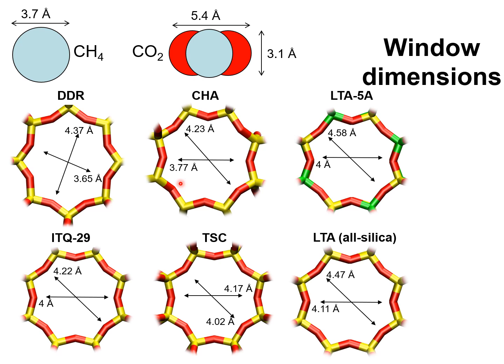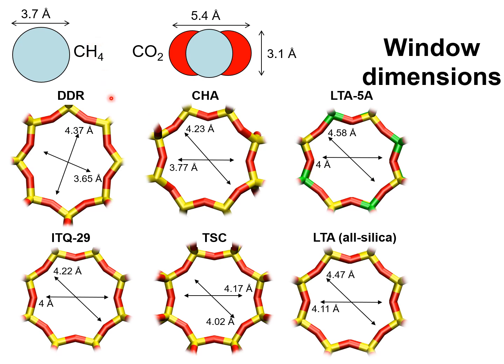For Chabazite, the dimensions are slightly larger, only so slightly, 3.77 angstrom, the shortest aperture, and 4.23 angstrom being the largest aperture size, and so on. For example, LTA 5A zeolite has 4 angstrom in this direction and 4.58 angstrom in this direction.